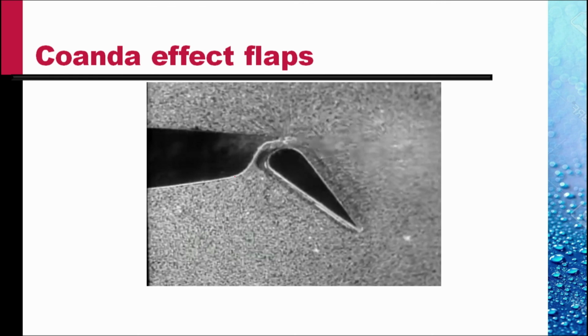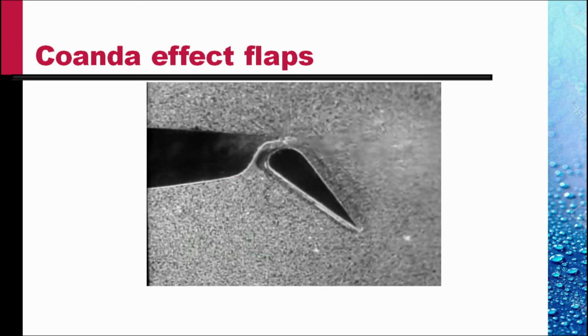Another kind of boundary layer separation suppression device is what are called the Coanda effect flaps. Coanda effect is the effect when the flow, instead of going straight, follows the contour of a body.